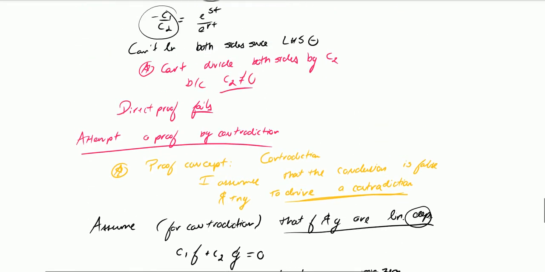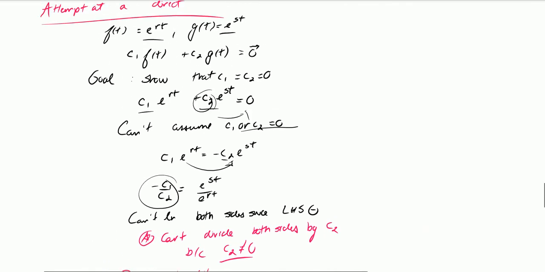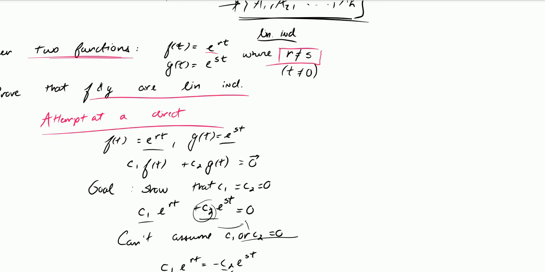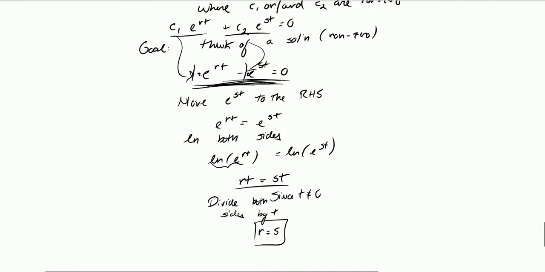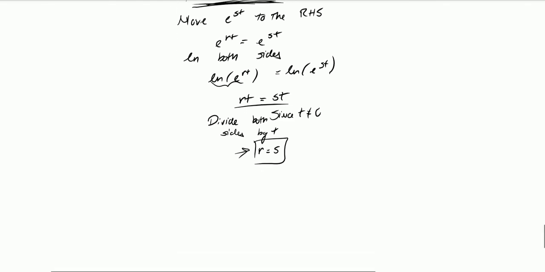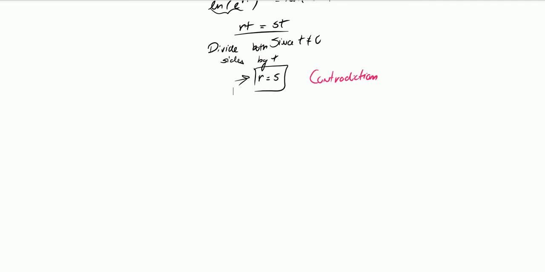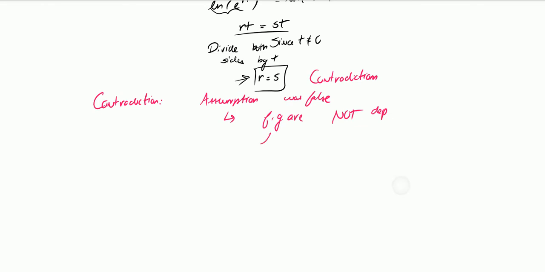So that was my proof. That was my assumption. But let's see, what's the contradiction that I get? Well, initially I'm given that r is not equal to s. But when I assumed this, I got that r is equal to s. So this, in fact, is a contradiction. That means that my assumption was false. In other words, in this case, f and g are not dependent, or in other words, f and g are independent. So that's the best way to prove something like that.